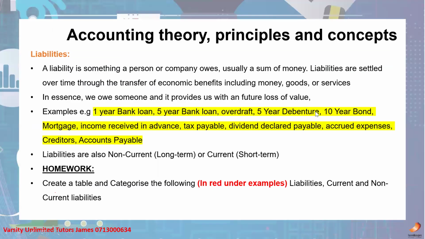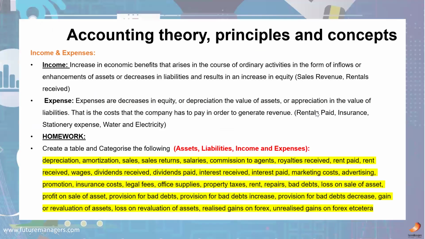All right, so we've done assets, we've done liabilities. Let's go to the next one, which is income and expenses. Right. So when we are talking about income within a business, we are talking about an increase in the economic benefits within the current year of operation. So when I'm saying increase in economic benefits within the current year of operation, the basic explanation is to say sales or revenue. Right.